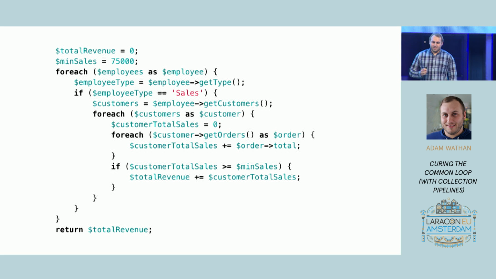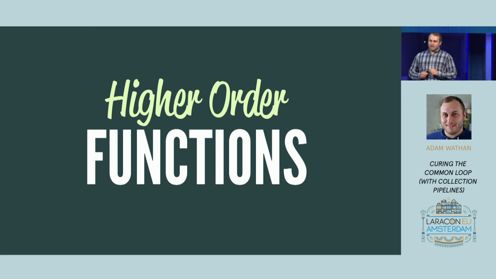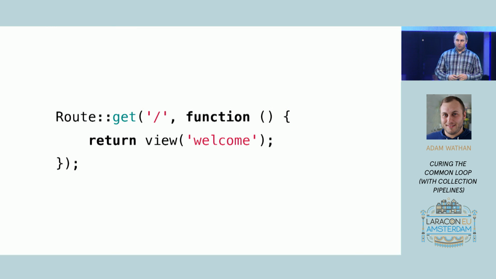So to do that, we need to talk about some fundamentals. So I want to talk to you guys a little bit about higher order functions. A higher order function is a function that either takes a function as a parameter or returns a function or even does both. So there's something that you work with very often in Laravel. For example, when you're defining a route, like a closure-based route, the get method on the router is a higher order function because it accepts a function as a parameter.